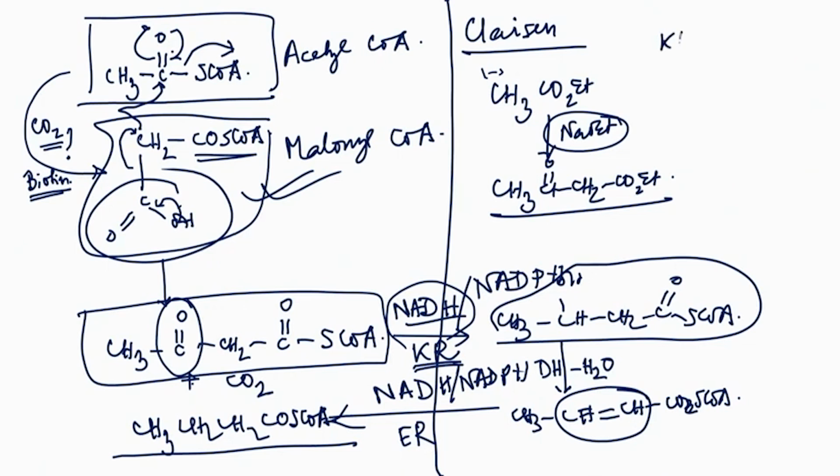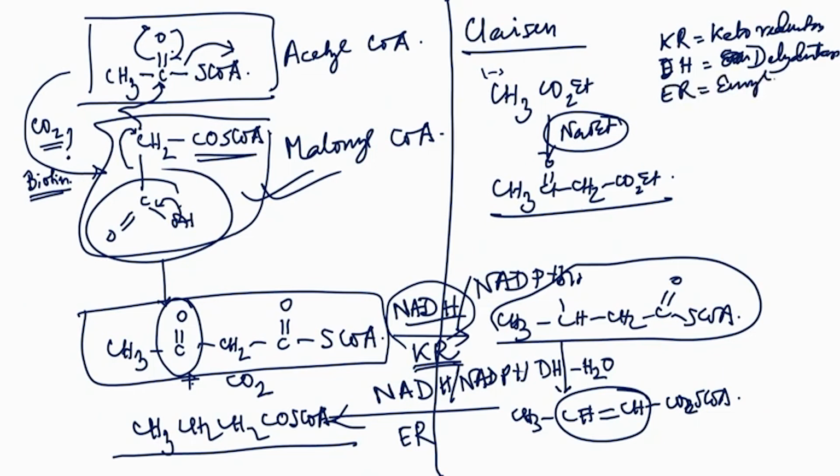So, you have KR, that is ketoreductase, you have DH, that is dehydratase, and then you have ER, that is enoyl reductase. Why enoyl reductase? Because that functionality is an enoyl functionality, and not an acid like acetyl. So, this is an enoyl reductase.